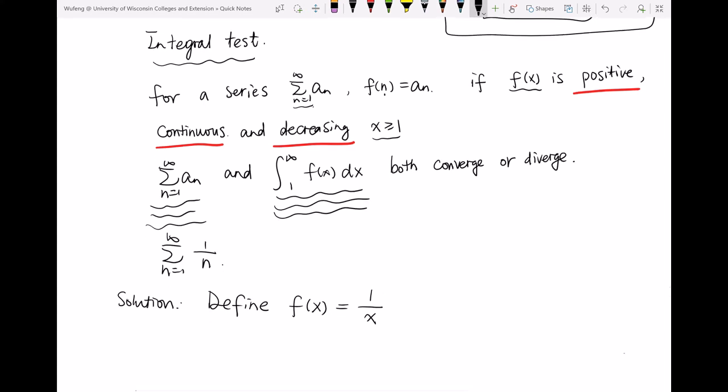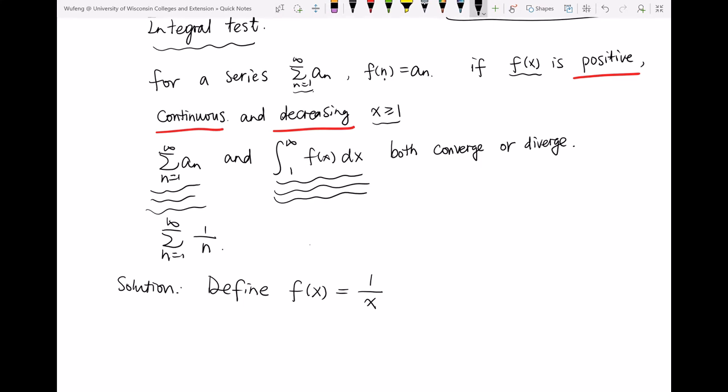Let's check, because f(n) equals 1 over n, you can tell that the series a_n is 1 over n, so I have f(x) equals 1 over x. It's very easy for you to replace the function. You just write down f(n) equals 1 over n, you see n is the variable here, so n is not continuous, but now we need a continuous function to take the antiderivative. So replace the n by x, you can tell it's the same form. You have f(x) equals 1 over x.